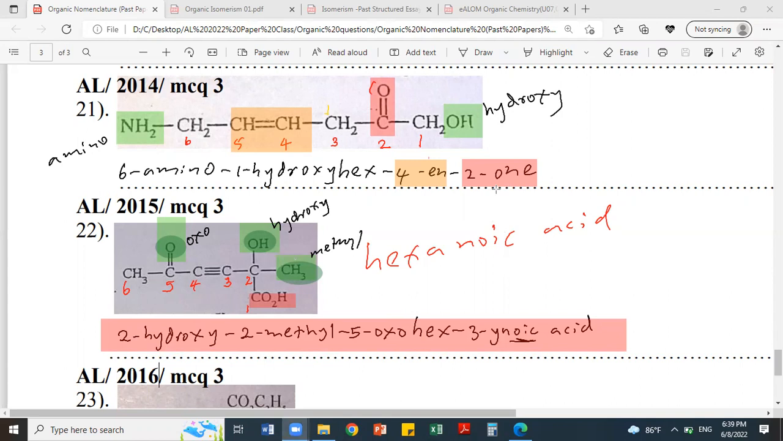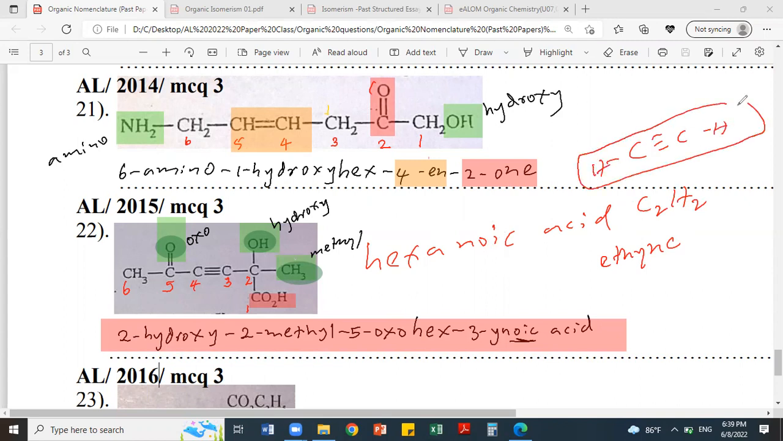You can't write yne here. For example, ethyne, propyne like that. Ethyne means C2H2. That is alkyne, the simplest alkyne. It's like ethene, this is ethyne. Since the name ends in ethyne, we write all three letters. But here we omit the e and write only yn, right? Because it's in the middle.